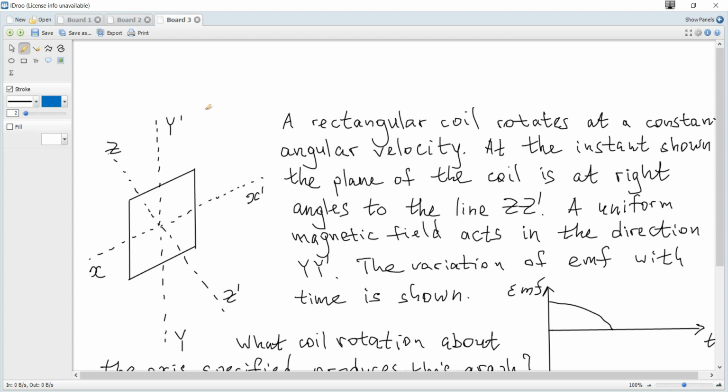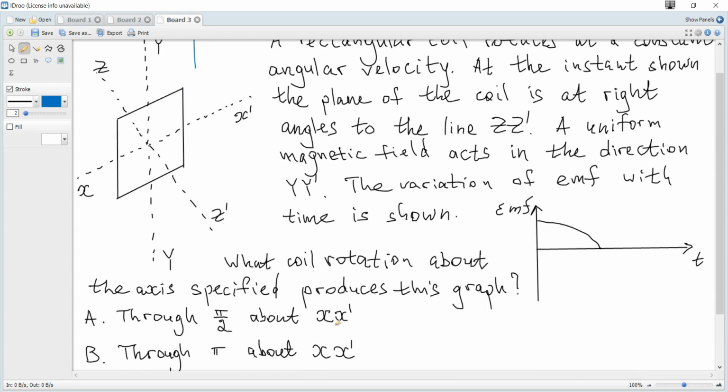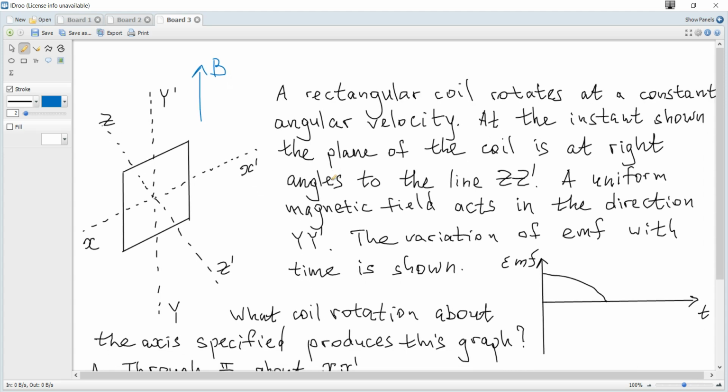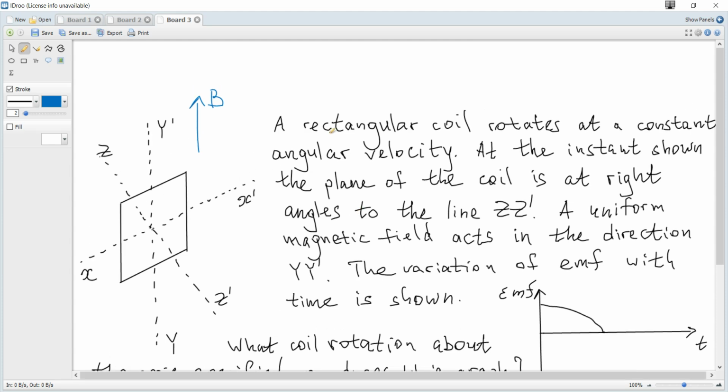So it is given that magnetic field lines are vertical, and if you rotate about YY', there will always be no lines cutting the coil, and there will be no change in the number of lines cutting the coil, so there will be no change in the magnetic flux, so there will be no induced EMF. Or using a formula, the magnetic flux is the magnetic field strength B times area times cosine of the angle between the B vector and the normal to the coil. And you can see that there will always be a 90-degree angle between the B vector and the normal, and cosine of 90 degrees is 0.